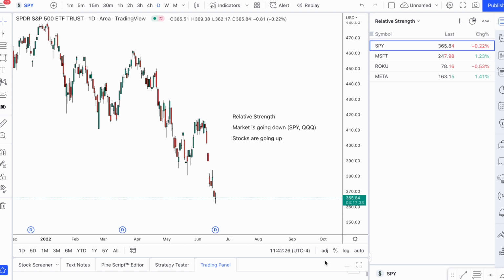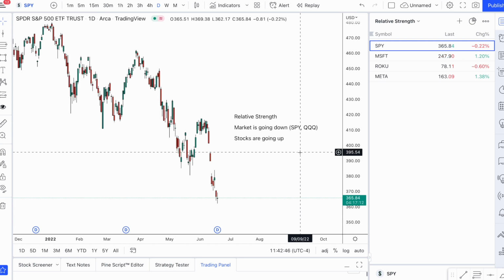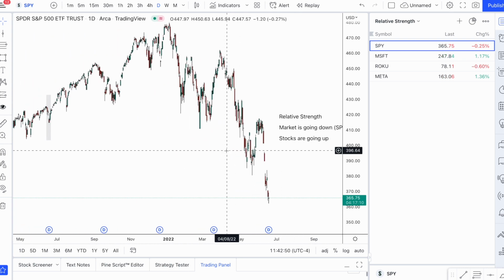So relative strength is all about stocks that are strong relative to the market, right? So when the market is going down, like SPY or the Qs are going down, you want to see which stocks are going up, okay? Because that means that institutions or banks are holding the stock up, and they're not letting it go lower because they're buying all the shares. So let me give you a quick example in a quick video and break this down for you.